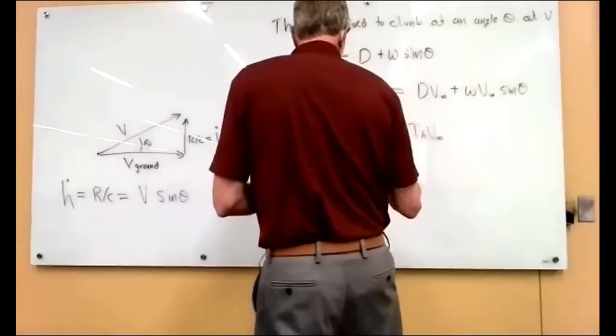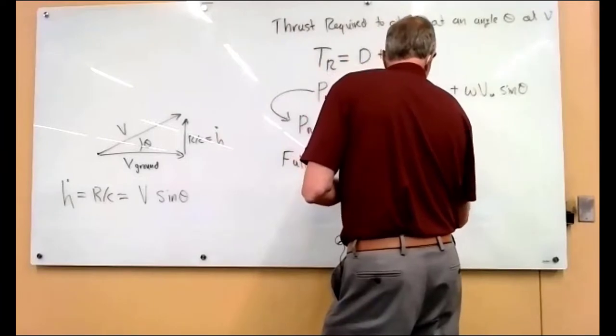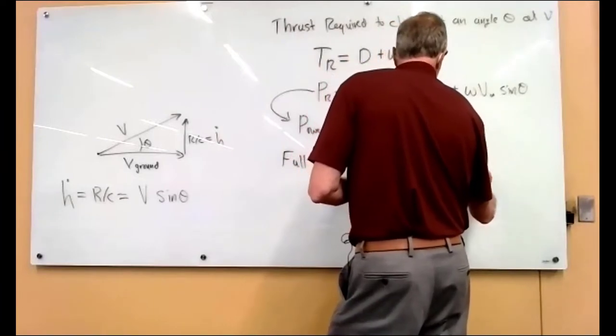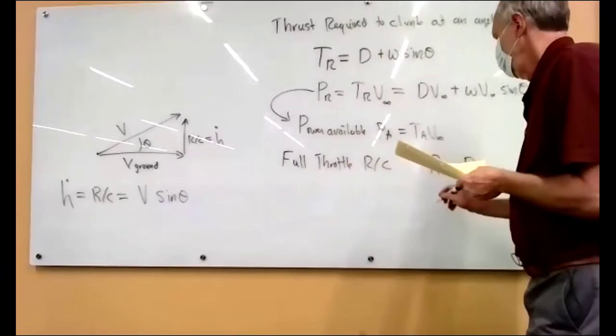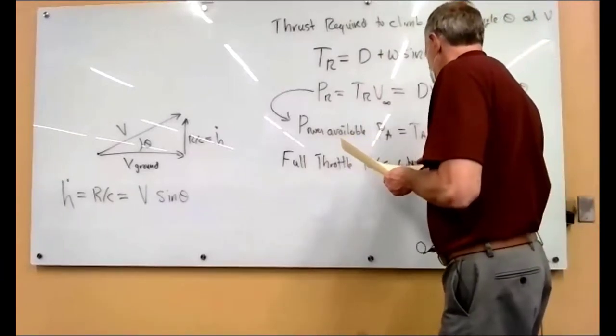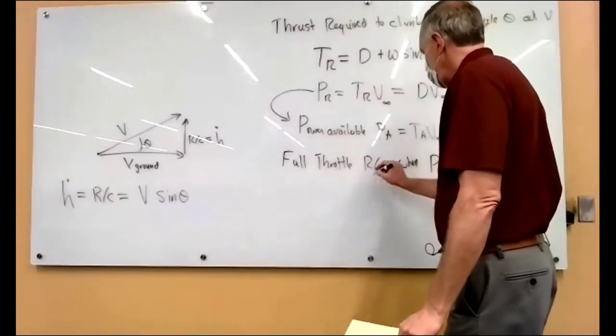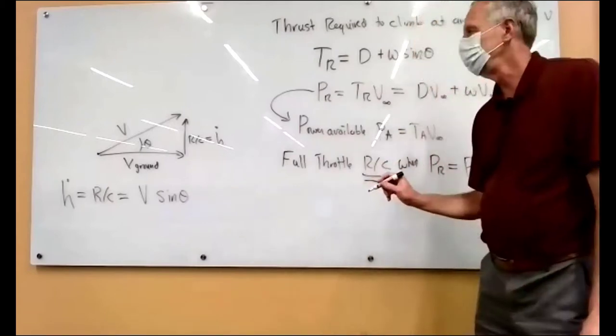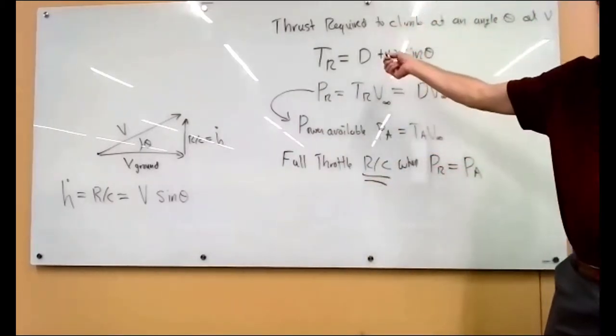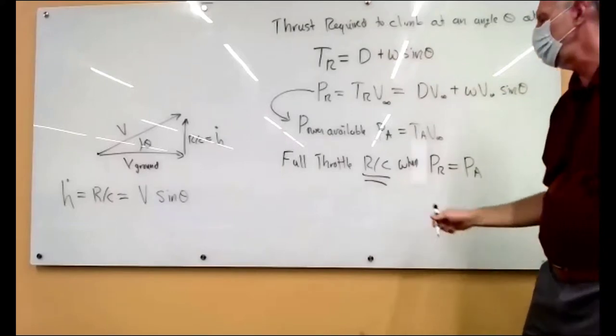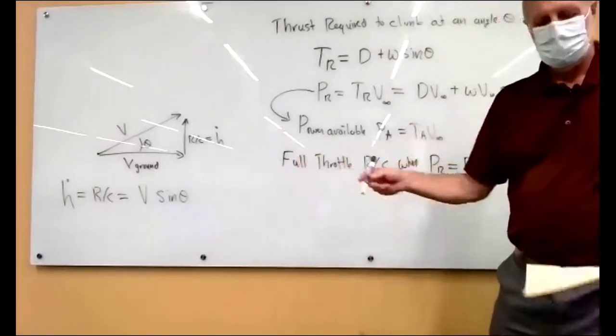So the full throttle rate of climb is when the power required is equal to the power available. Now your book just calls this the rate of climb, and I think that's a little confusing because you can climb at any angle and you don't need all the power. So I like calling it the full throttle rate of climb.